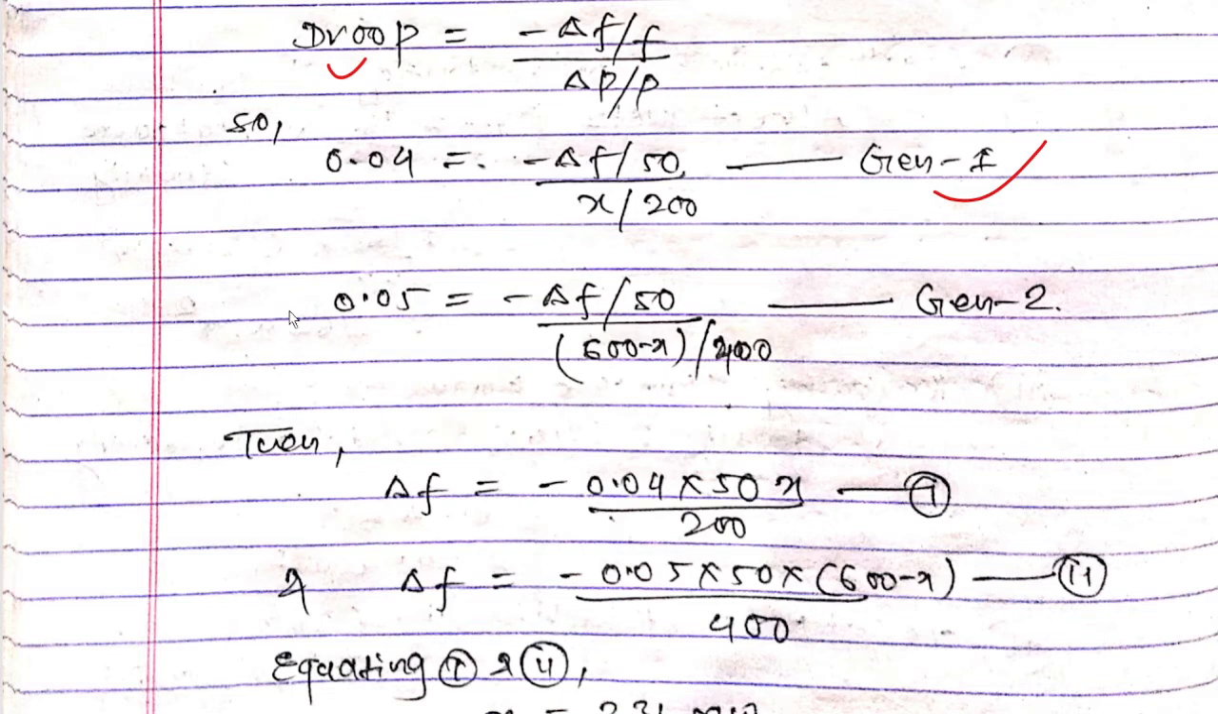Similarly for generator 2, the droop is 5%, so it will be 0.05 equals minus del F upon 50, and for the second generator the load is 600 minus X upon 400. This is for generator 2. From generator 1 we can obtain del F as minus 0.04 into 50 into X upon 200, and this is equation 1. Similarly from generator 2 we can obtain del F equals minus 0.05 into 50 into 600 minus X upon 400, and this is equation 2.